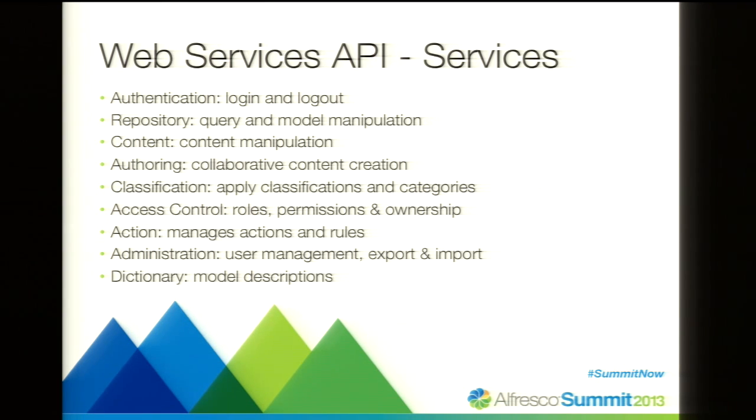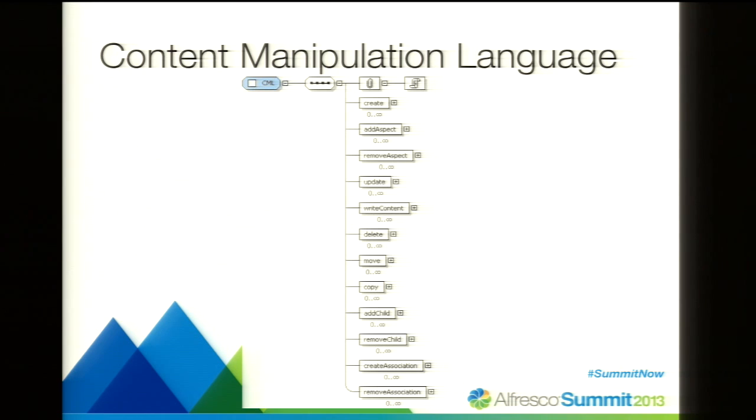So we have different services: the authoring, the classification, the access control, and also the dictionary. So we have many features exposed. And the good point of this API is that it's based on the SOAP protocol, and you can execute multiple operations inside a single SOAP message.